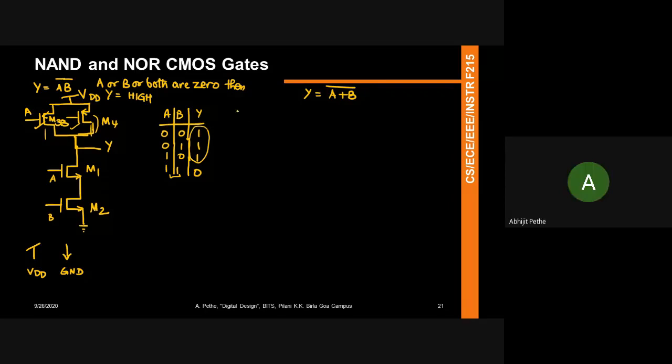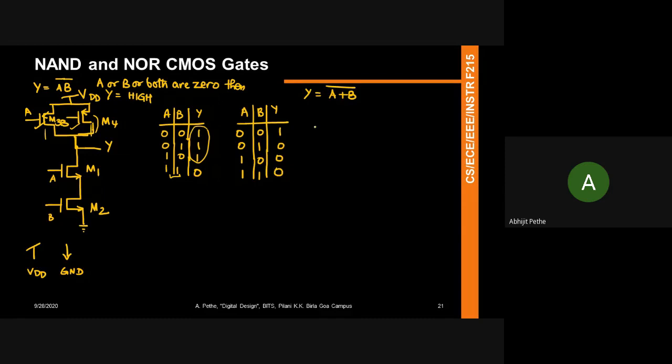Now if you look at the NOR gate, let's do the truth table for the NOR gate. Again, let's look at all the input terms. 0 0, OR is 0, so NOR is 1. For the other combinations, NOR goes to 0. So what you see in the NOR gate function is that it's a mostly 0 output, which means I should have more paths for Y to go to 0.